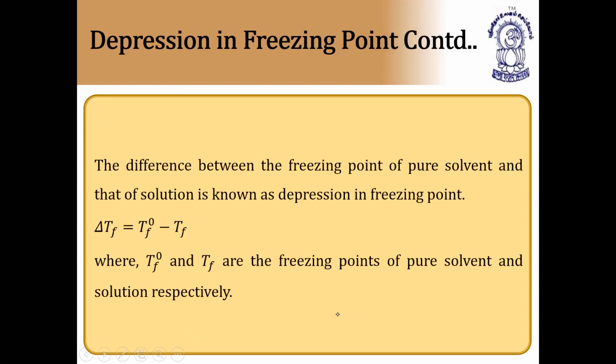The difference between the freezing point of the pure solvent and that of the solution is known as depression of freezing point. So delta TF is equal to TF degree minus TF. What is delta TF? Depression of freezing point. And TF degree, simply we say TF naught, is the freezing point of the pure solvent, and TF is the freezing point of the solution after adding solute. So TF naught and TF are the freezing points of pure solvent and solution respectively. So this is called depression of freezing point.